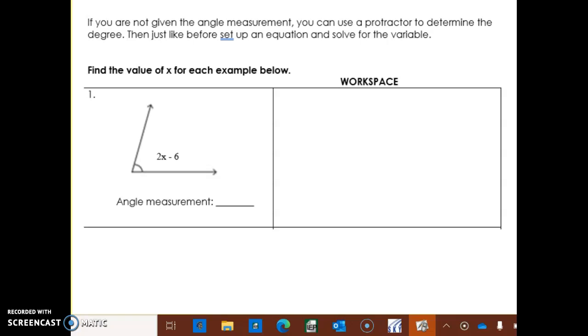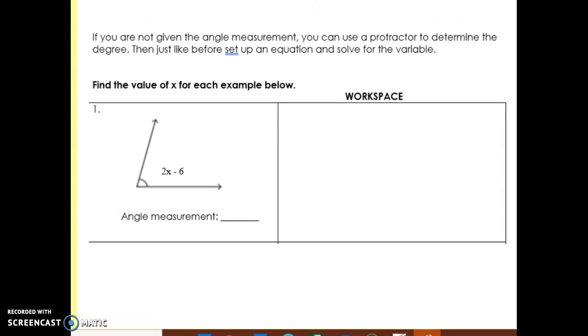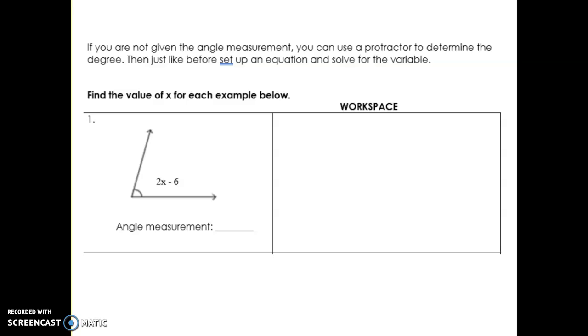All right, so on the back side, on page 15, you see similar problems. But if you take a look at number 1 here, the angle measurement is unknown. It doesn't tell us. It actually doesn't even have a label for this angle. It's just a generic angle, but it does tell us an expression. 2x minus 6 is the only thing we know about the measurement of this angle. Now we do have protractors, and it is a visual picture.